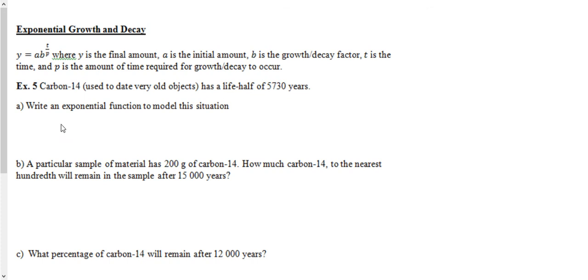So here I'm going to set up my equation y equals A. I have no idea how much carbon-14 I start off with, but I know I have a half-life, so that's our B value. That's my growth and decay factor, half. It's going to be to the exponent of T, our time, divided by P. We know that the half-life occurs every 5,730 years. That's going to be my initial equation.